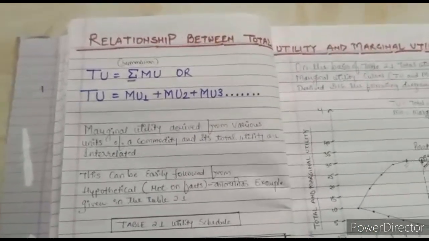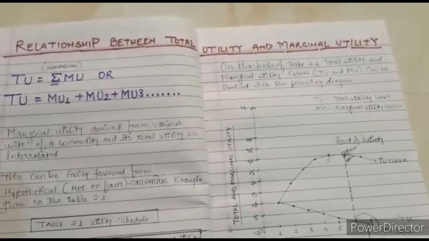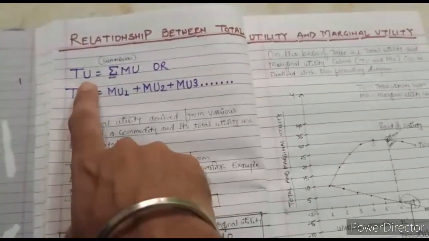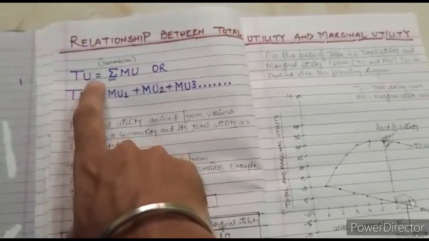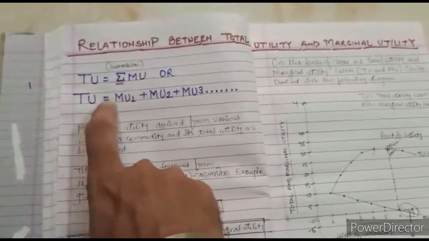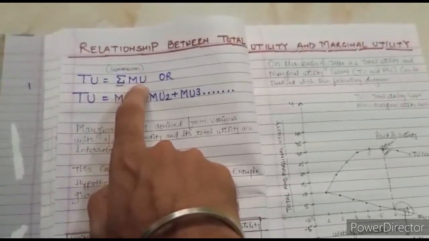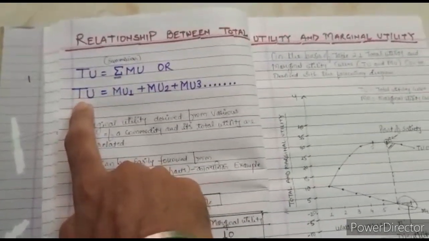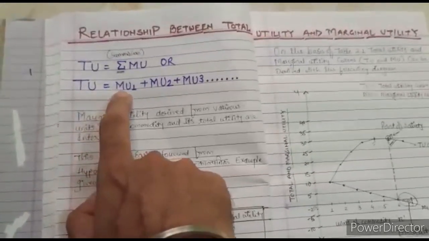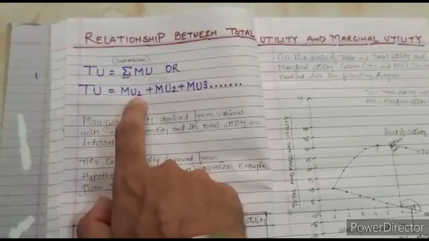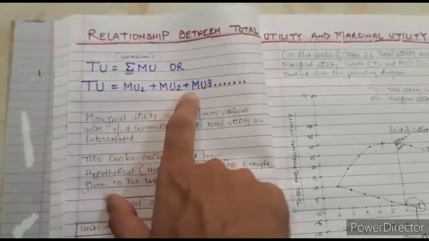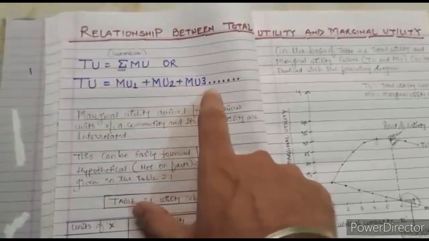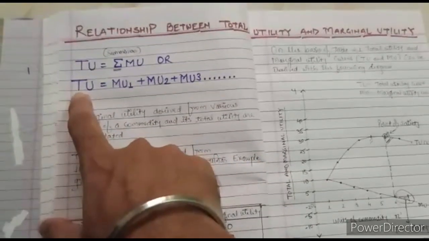So dear students, here we have the relationship between total utility and marginal utility. First of all, you have to understand the formula for calculation of TU. Total utility can be calculated with the help of this formula, where you have the summation sign of MU. Simply, TU is equal to MU1, the marginal utility of the first commodity, plus the marginal utility of the second commodity, plus the marginal utility of the third commodity. If you add all three utilities respectively, you will get the total utility.